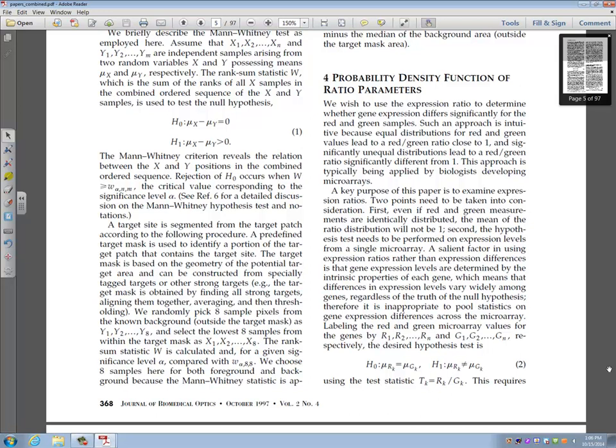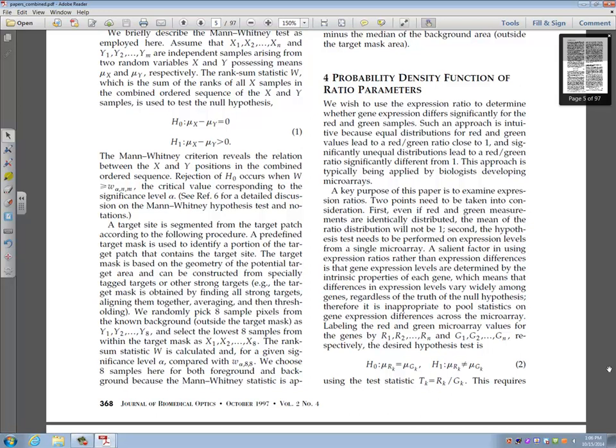So you now wish to use the gene expression ratio to determine whether gene expression differs significantly for the red and green samples, right? Such an approach is intuitive because equal distributions for red and green values lead to a red over green ratio close to 1, and significantly unequal distributions lead to a red over green ratio significantly different from 1. This approach is typically applied by biologists developing microarrays, right?